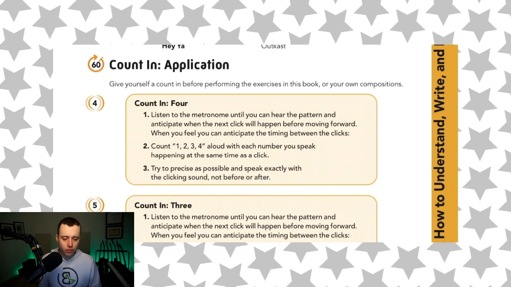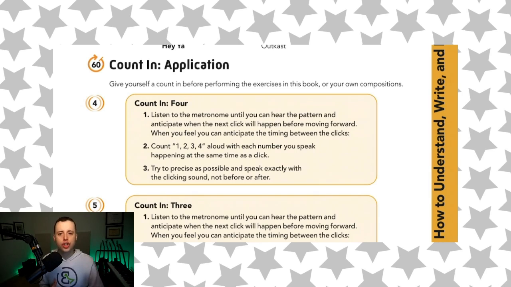1, 2, 3, 4 aloud with each number you speak happening at the same time as a click. Just like this. 1, 2, 3, 4. That's it. Now try to be as precise as possible. Speak exactly with the clicking sound, not before or after. Just like in the last lesson, we wanted to clap exactly with the click. Here's a count-in for 4 one more time.